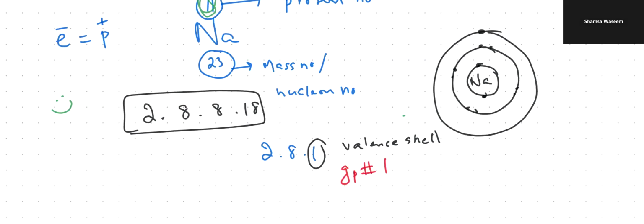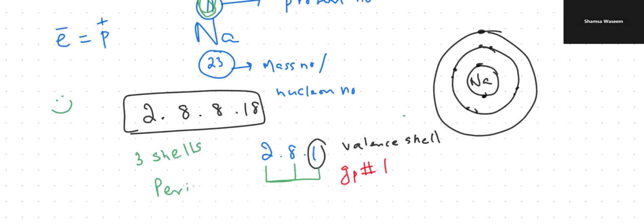And the other thing is the number of shells, right? How many shells does it have? So we just see that it is going to have how many shells? 3 shells, right? This is the first shell, this is the second shell, and this is the third shell, right? So there are 3 shells, okay? So the number of shells represents the period number, okay? So as there are 3 shells, it's going to be in which period? It's going to be in period number 3, okay? I hope it makes sense.